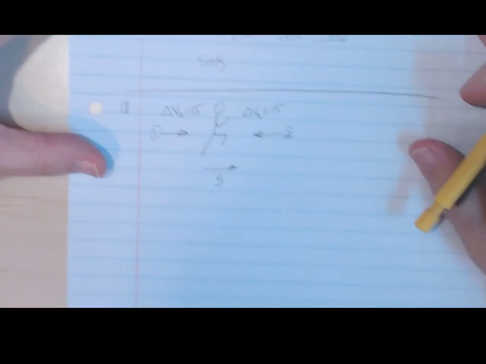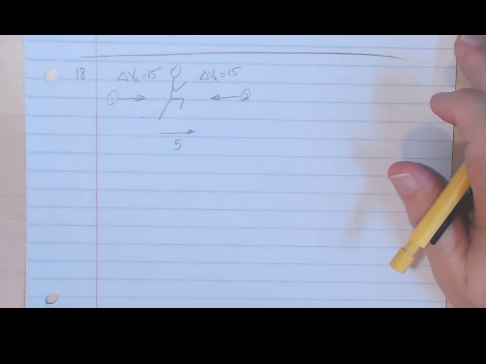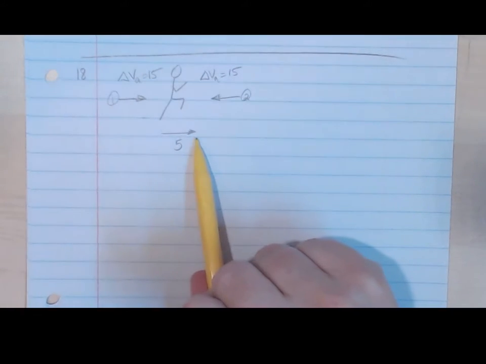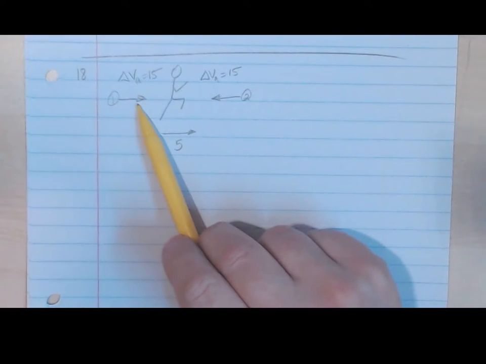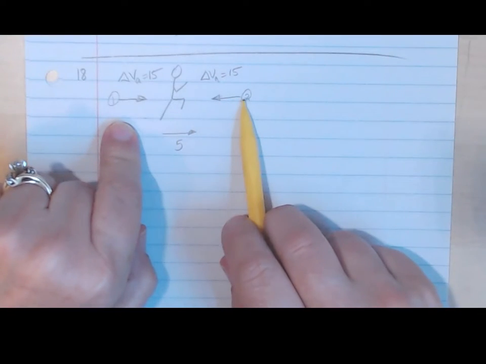Okay, now we're going to work on problem number 18, which is very similar to problem 17. It's another relative velocity problem. In this case, we have Anita. She's still moving 5 meters per second to the right. We have a ball thrown toward her from the left and a ball thrown toward her from the right.